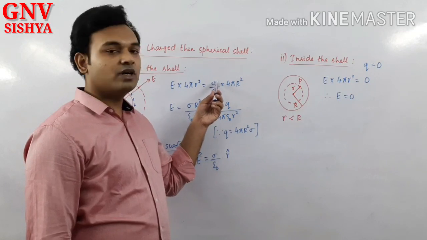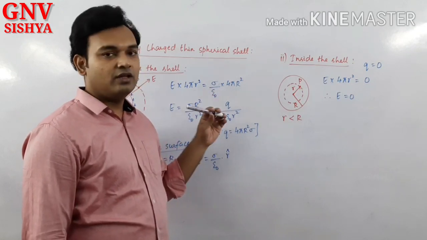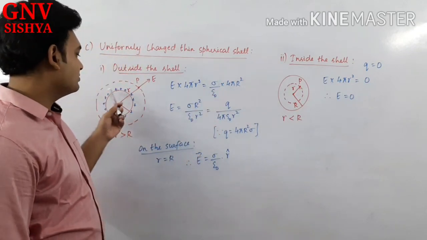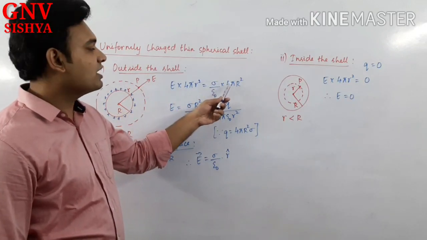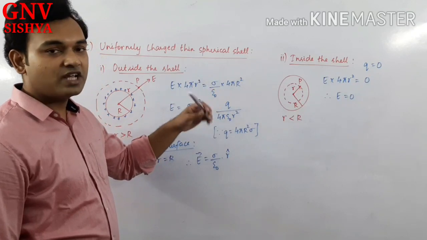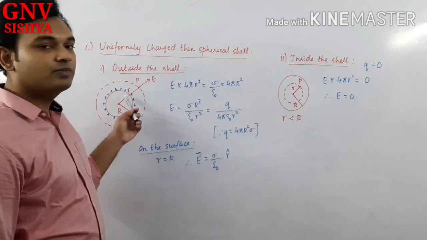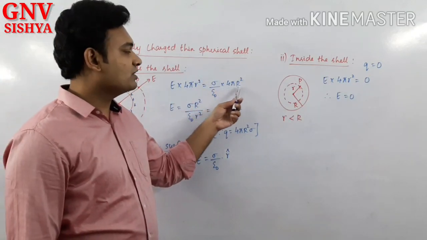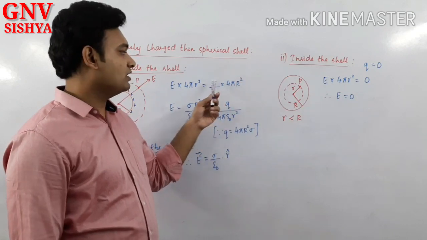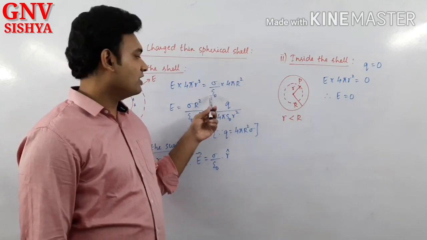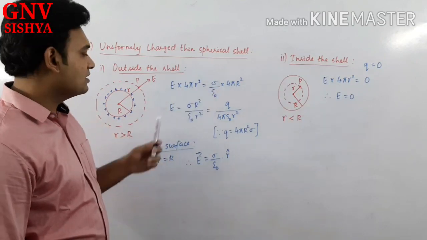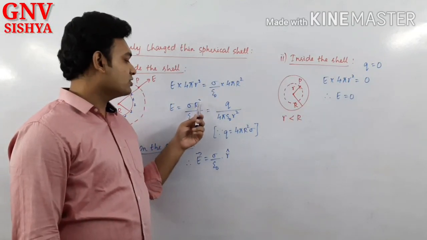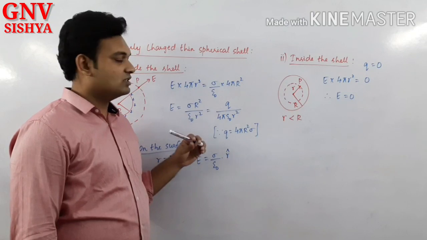So q is nothing but sigma into 4 pi R square. Q is the charge that is present on the spherical shell. It will be surface charge density multiplied by the surface area of the shell. So surface area of the spherical shell is 4 pi into its radius square. Okay, so sigma into 4 pi R square divided by epsilon naught we have. So here 4 pi and 4 pi will get cancelled, and electric field will be sigma R square by epsilon naught into small r square.